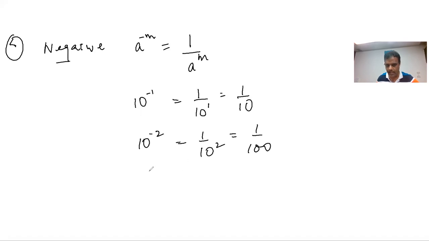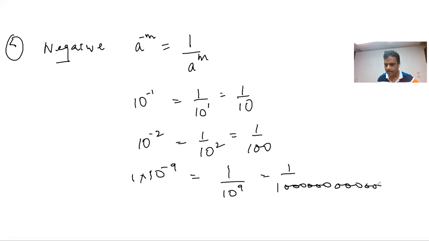Now I go back to the size of the atom, which is 10 to the power minus 9. 1 into 10 to the power minus 9. What does this mean? 1 upon 10 to the power 9. Which means 1 upon, I'll have to write how many zeros? 9 zeros. So now can you understand how small this number is? This is 0. I'll have to write 9 zeros, right? And then 1. So basically, when we are using negative exponent, we are trying to represent a very, very small number.